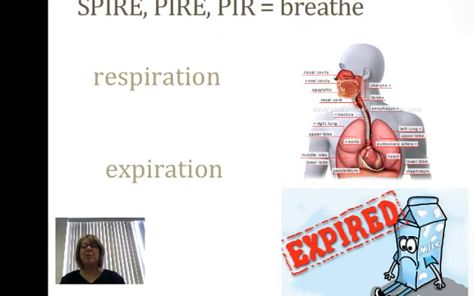Spire or pyre or peer means to breathe, and that's where we get the respiratory system or respiration. So spire means to breathe. Tion means the act of doing something. Re means again, so it's the act of breathing again. So that is our respiratory system helps us to breathe.